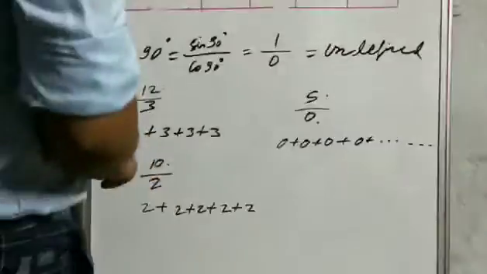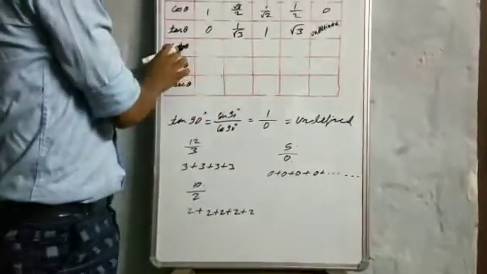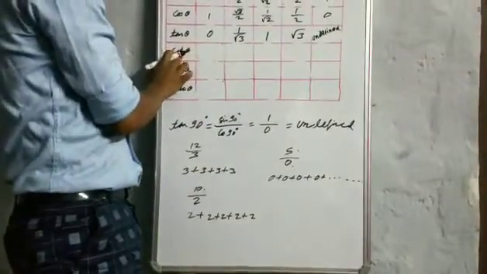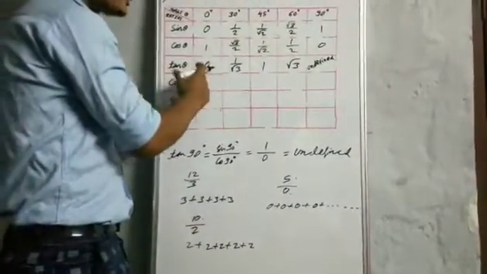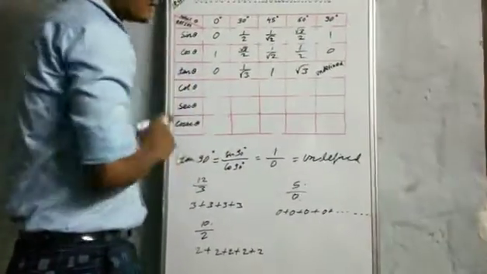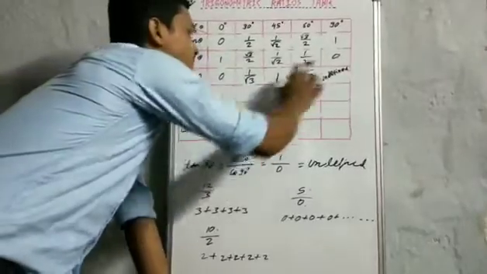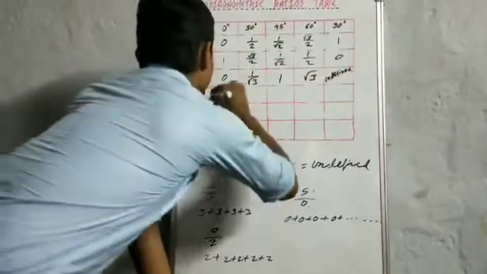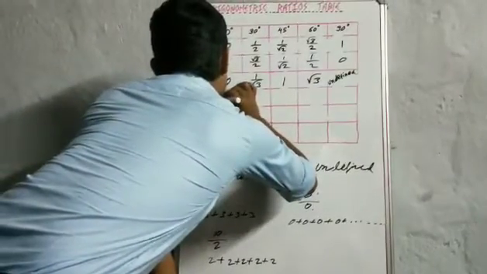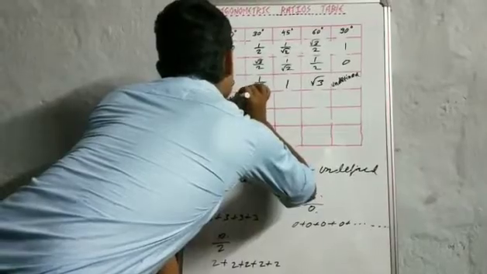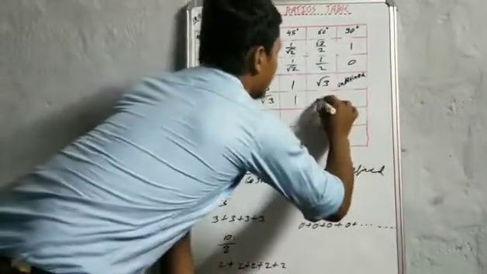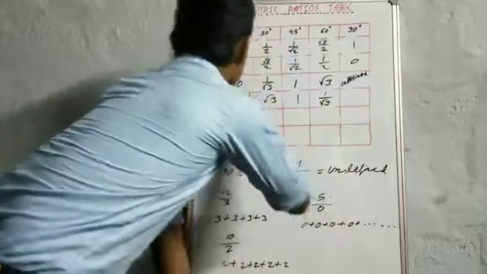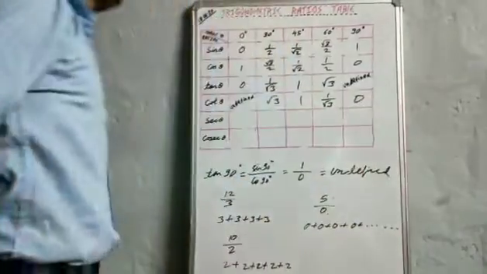Clear? Okay. Now we have to find the value of cot theta. So the value of cot theta will be the reverse value of tan theta. So what's the reverse value of tan theta? Undefined, undefined, root 3, 1 by root 3, and the last one 0.